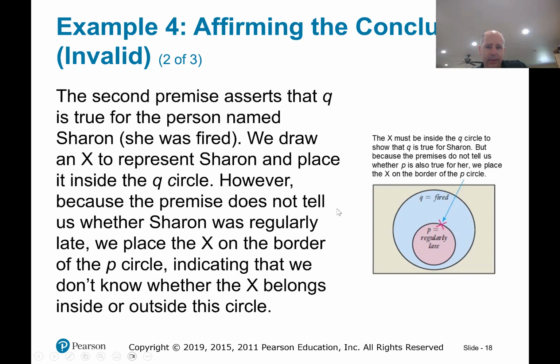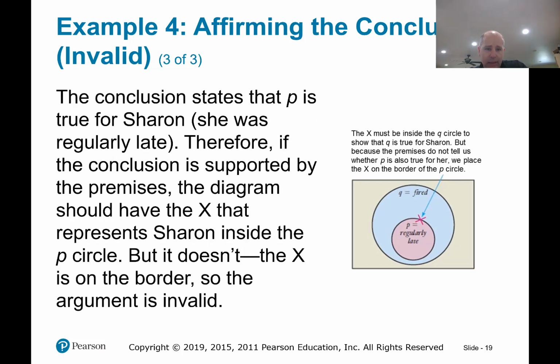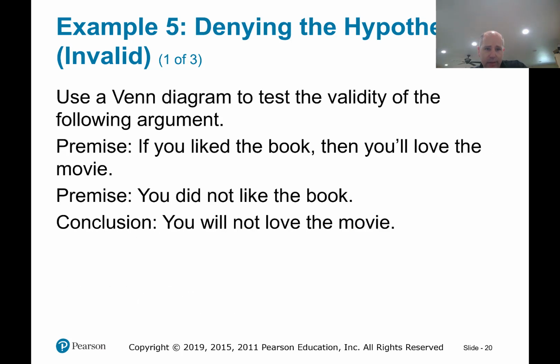All right. Let's look at affirming the conclusion. Okay, now, hold on, let's go back. Okay, we already did this. Okay, here's the next one.